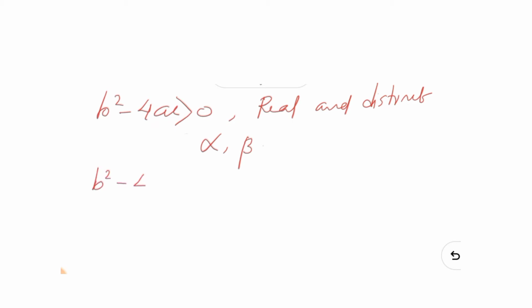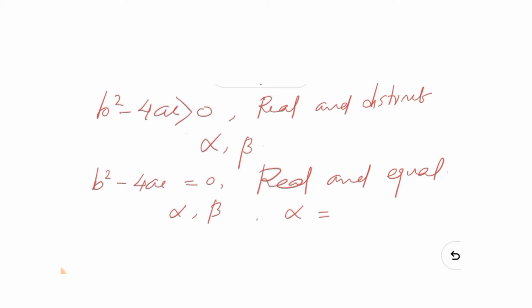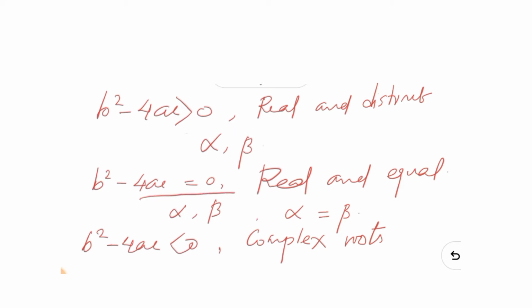And if b squared minus 4ac is equal to 0, we get roots that are real and equal. If alpha and beta are the two real roots, then as per this condition alpha is equal to beta. And if b squared minus 4ac is less than 0, we get complex roots. So if b squared minus 4ac is greater than 0, the roots are real and distinct. If it equals 0, the roots are real and equal. And if it is less than 0, the roots are complex.